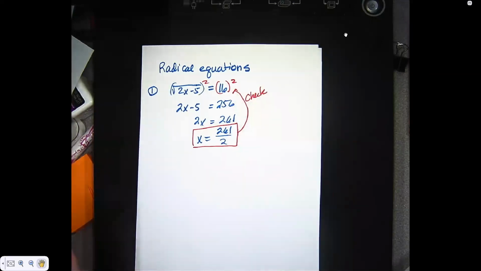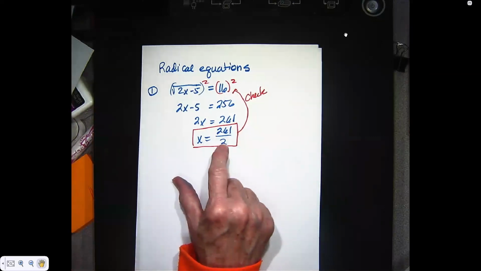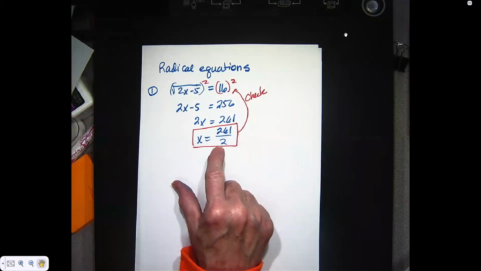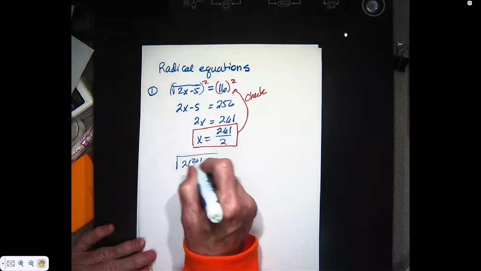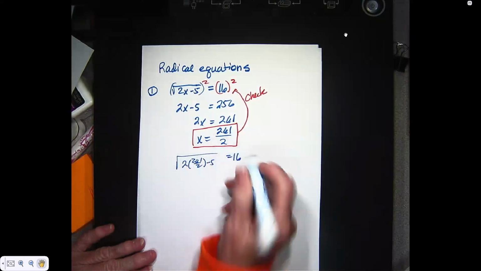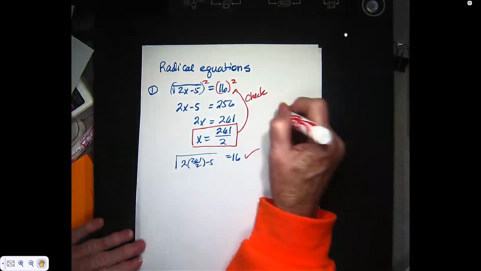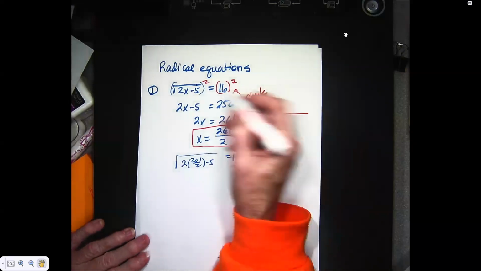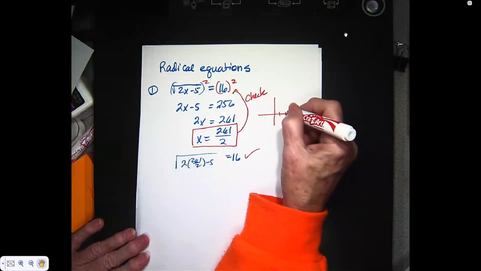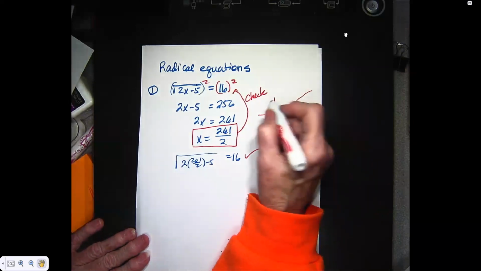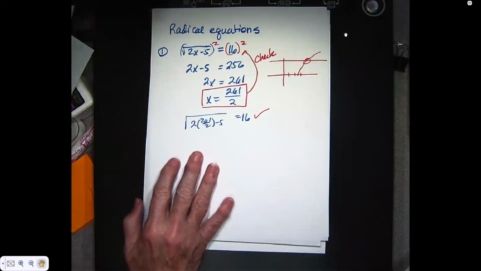And basically the check for you guys should be, does it work? Does it make a negative number when you're doing that? I can put it back in, and I can say 2 times 261 over 2 minus 5 equals 16, and that would be a true statement. Another check you can make is shifting the graph to the right 2.5, and it goes like this. 16 would be here, so I know I do have one intersection point.